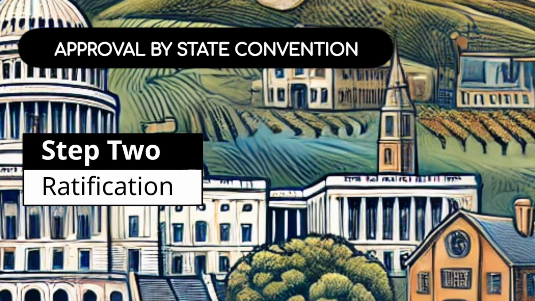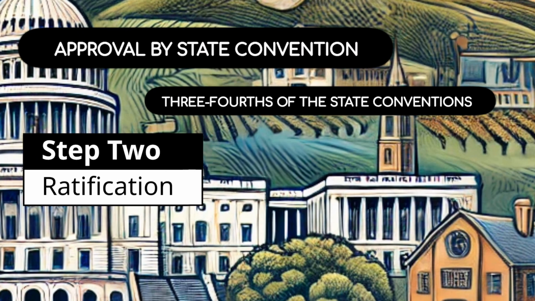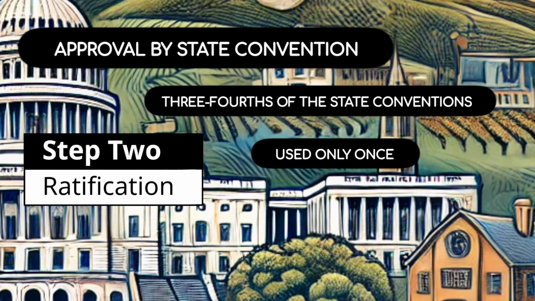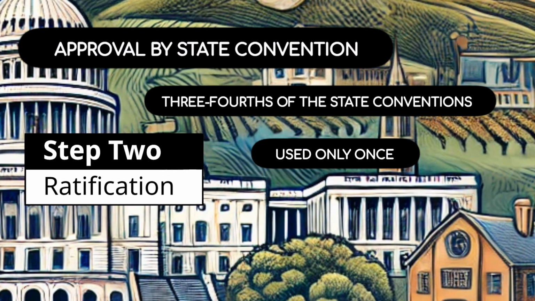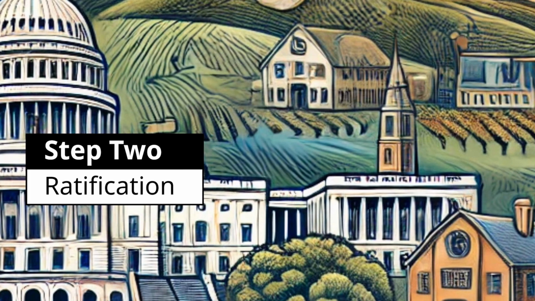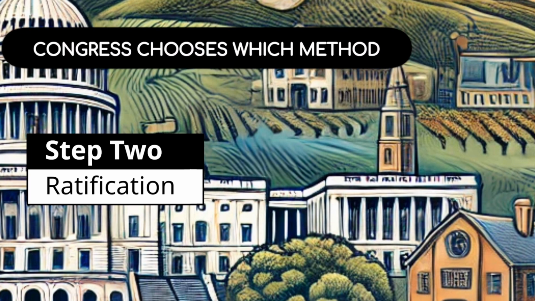Approval by state conventions. In this process, specially convened conventions within each state vote on the amendment. This method was used only once, for the 21st Amendment, which repealed prohibition. Congress chose this method because it allowed for a more direct expression of public opinion. Congress determines which method of ratification will be used when it proposes an amendment.